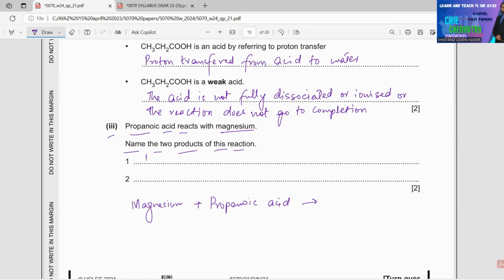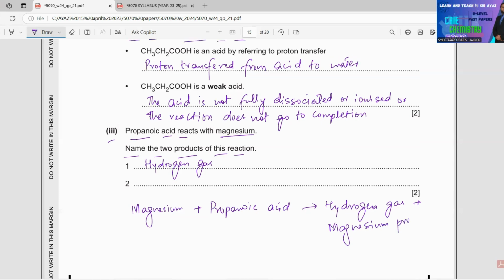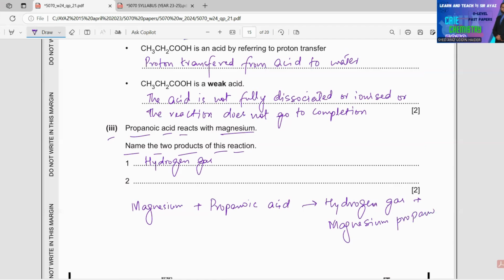So you write hydrogen gas. One product is hydrogen gas. What is the other product? Magnesium will be reacting with the propanoate ion coming from this. So you'll write magnesium propanoate. So the other product must be magnesium propanoate.